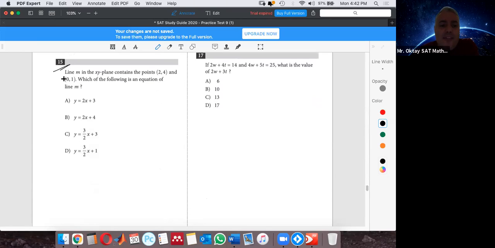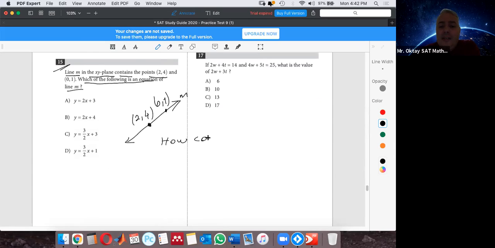Now, question number 15. Line M in the XY plane contains the point (2, 4). We have a line, okay, line M. It contains the point. That means the point is on the line. Till here, any question? No. It says (2, 4) and (0, 1). The position is not important. I mean, this is (0, 1), this is (2, 4). Which of the following is an equation of the line M?